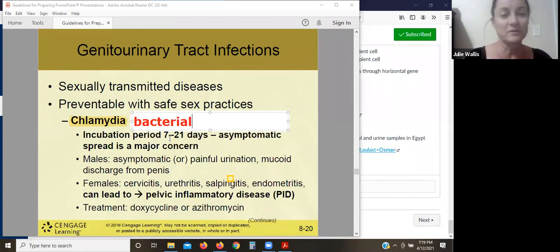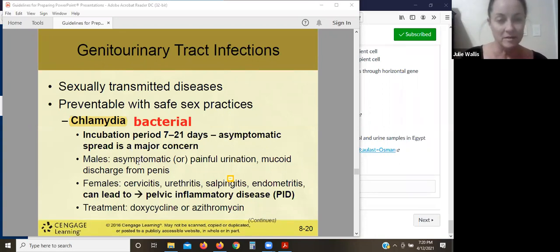Incubation period for chlamydia is 7 to 21 days. So it already has a long incubation period, and on top of that it is often asymptomatic. So even if somebody had a conversation about STIs with somebody they were planning on having intercourse with, if you don't know that you're infected, how are you going to share that information? That's a major concern of spreading of chlamydia.